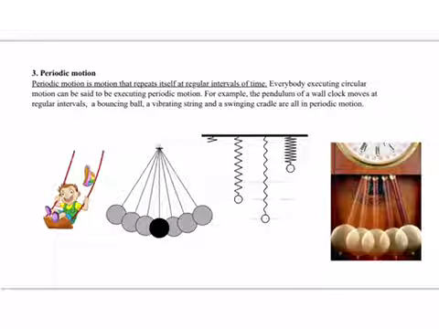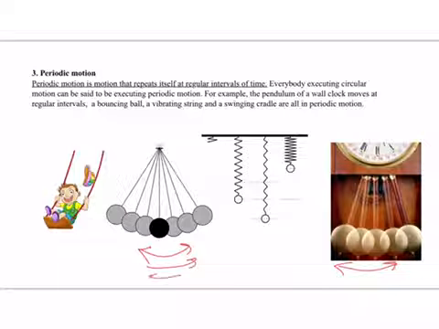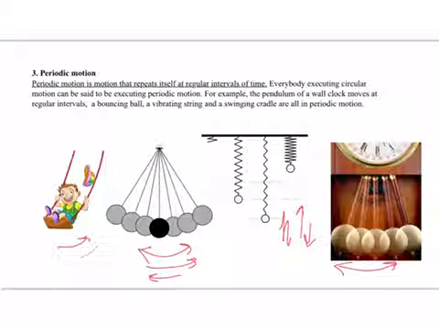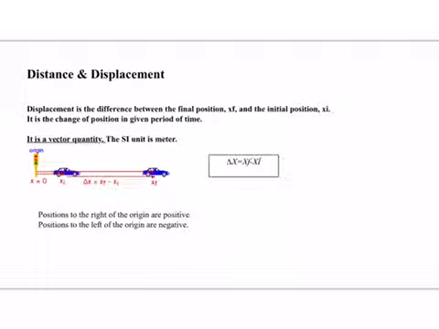Periodic motion is the motion that repeats itself at a regular interval of time. Every body executing circular motion can be said to be executing periodic motion. For example, the pendulum of a clock, a simple pendulum going back and forth, a vibrating string going up and down, or a swing going back and forth.